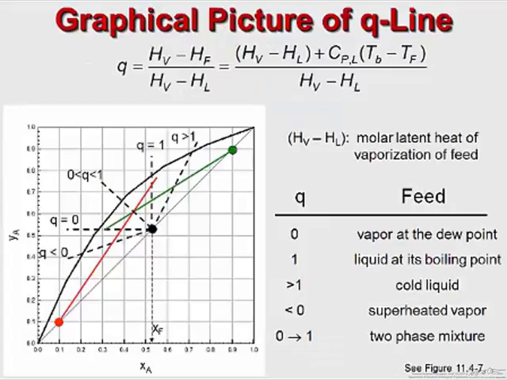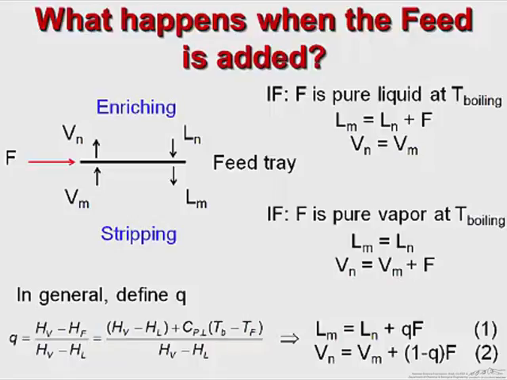The two operating lines meet at the feed, and the slope of the feed line depends on the state of the feed. If the feed comes into the column as a saturated liquid, all of the feed will flow down the column, augmenting the liquid flow rate in the column. Lm equals Ln plus F. The vapor flow rate will not change above and below the feed.